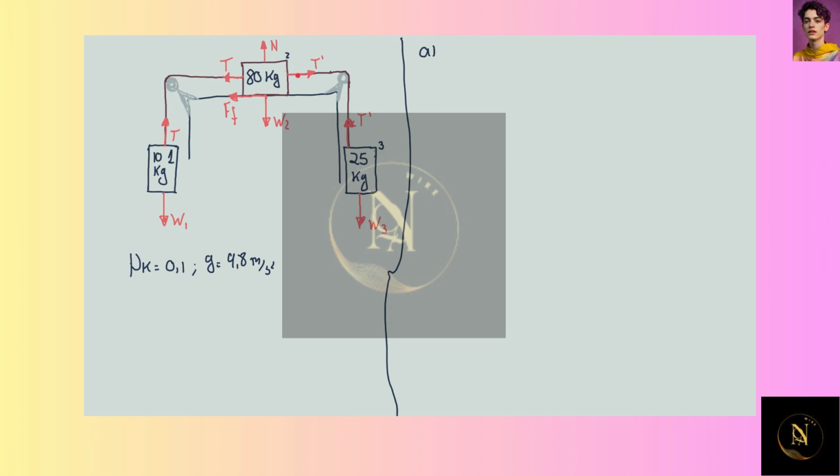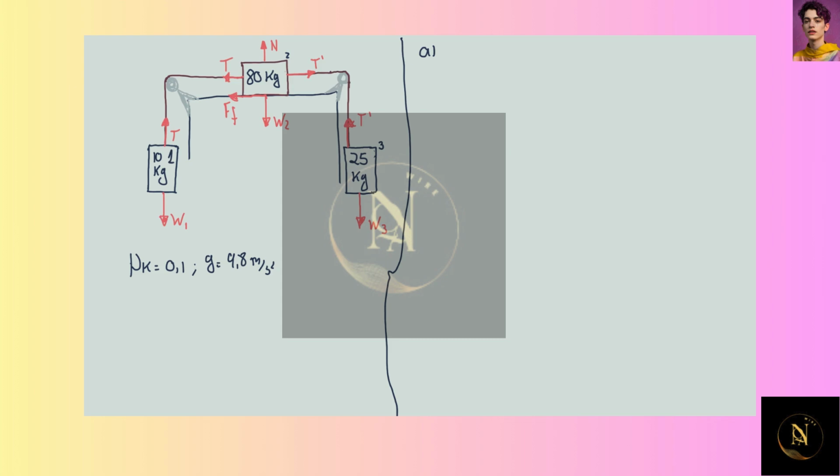There is a small trick that we can use in these situations. It's a system composed of three objects, but all of these objects move together, so they move with the same acceleration. When we are interested in calculating the acceleration of the system, we can choose a reference frame and treat the system as a whole, like this.